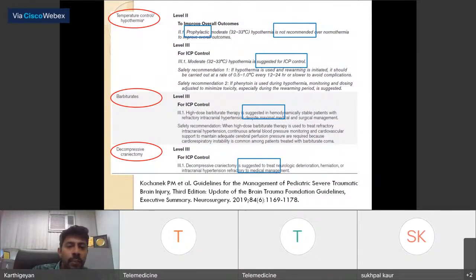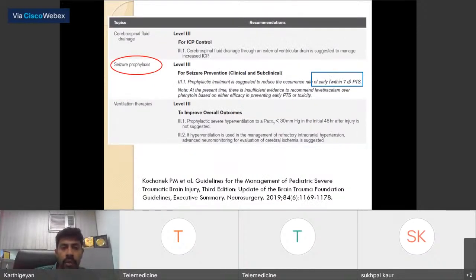And prophylactic hypothermia is not indicated in pediatric brain injuries, but a moderate amount for raised ICP, between 32 to 30 degrees, is recommended for ICP control. And Brain Trauma Foundation guidelines advise barbiturates for ICP control in children. And when there are refractory ICPs, decompressive craniectomy is an option, and it has shown some better outcome.